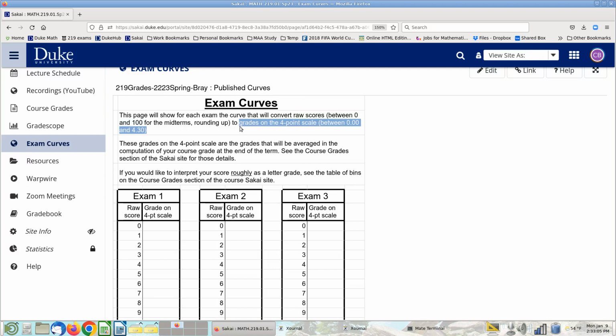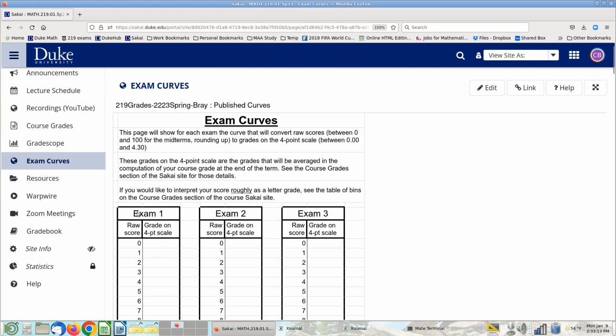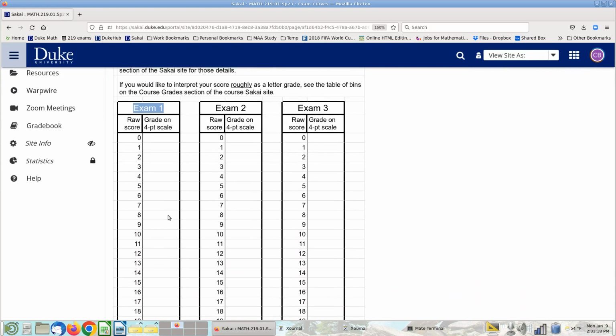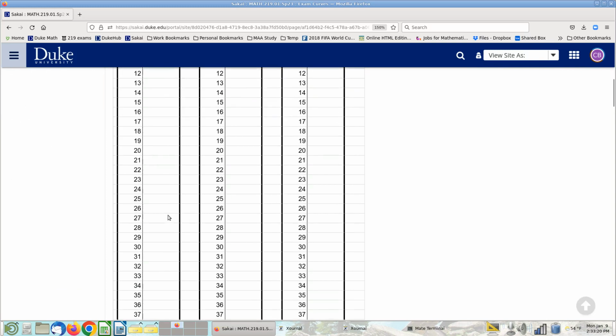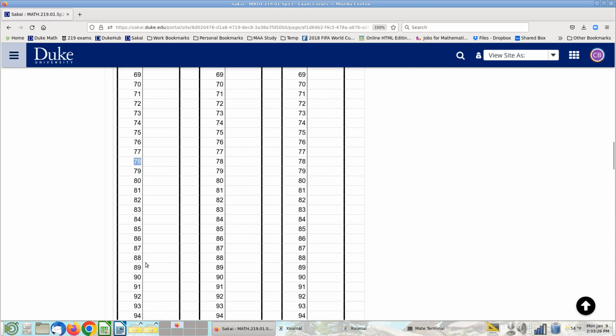4.3 being an A+. So how does that conversion work? Well, it depends on the exam, and for every exam, we have a different curve. For exam 1, this column here on the left is the curve, and again, not filled out yet. But if you were to get, let's say, a 78 on exam 1, then what I will eventually put into this spot here will be your grade on the 4-point scale.